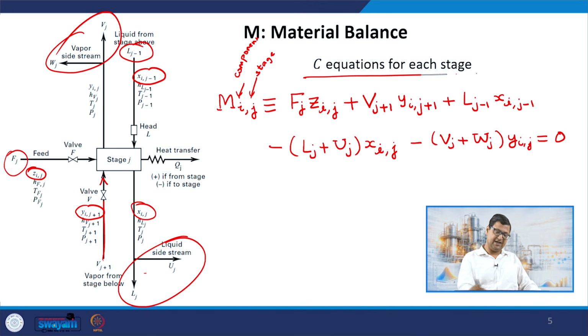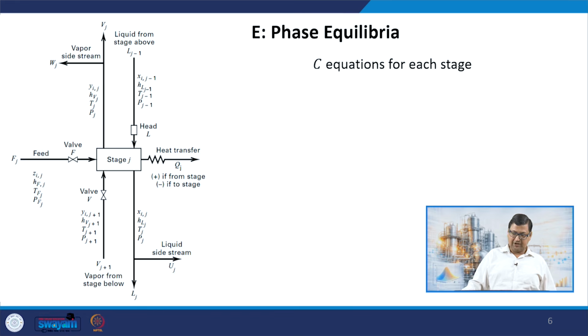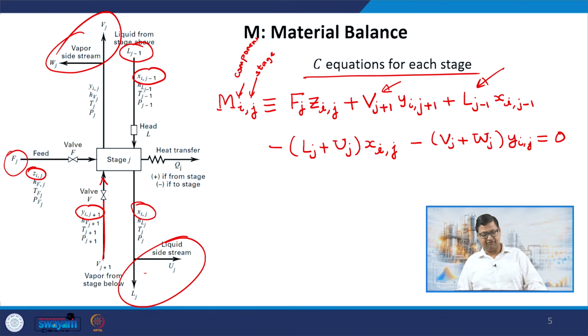So basically we have C equations for each of the stages. Again I remind you that I am not considering the side stream here and here, because they will be considered in the balances for stage J plus 1 and J minus 1 respectively. Okay. Now we can also write the phase equilibria relations for this particular case.